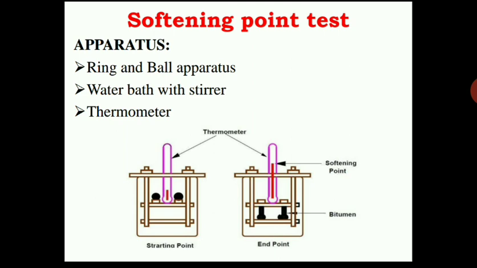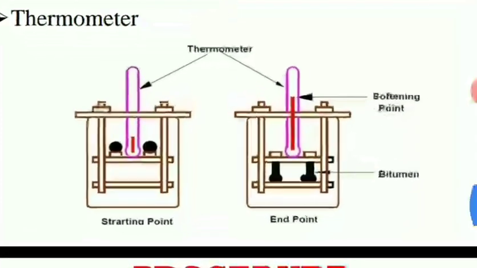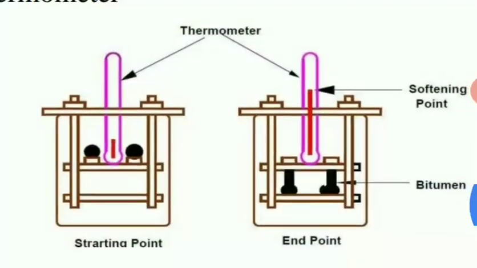For a particular bitumen material, the softening point is usually determined by the ring and ball apparatus, and the concept of determining the softening point by the ring and ball apparatus is shown in this particular figure.